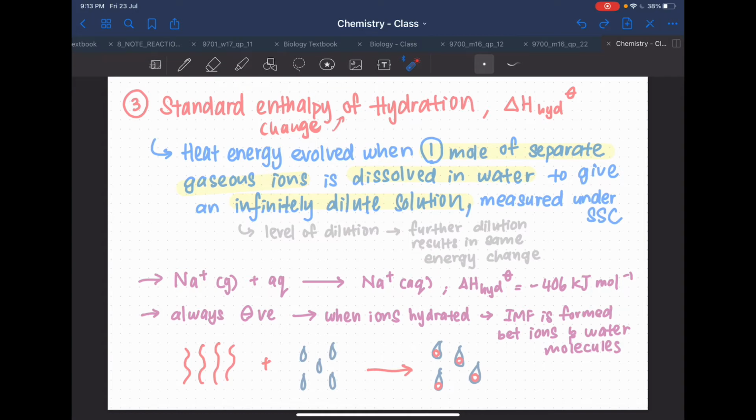As you can see here, gaseous sodium ions are dissolved in water, which is represented by aq over here, which means aqueous, and then it forms a sodium ion in aqueous state. It is always negative because when ions are dissolved in water, or hydrated, intermolecular forces are formed between ions and water molecules. It is the same concept as bond formation, so energy is released, so it's exothermic, so it's a negative enthalpy change.